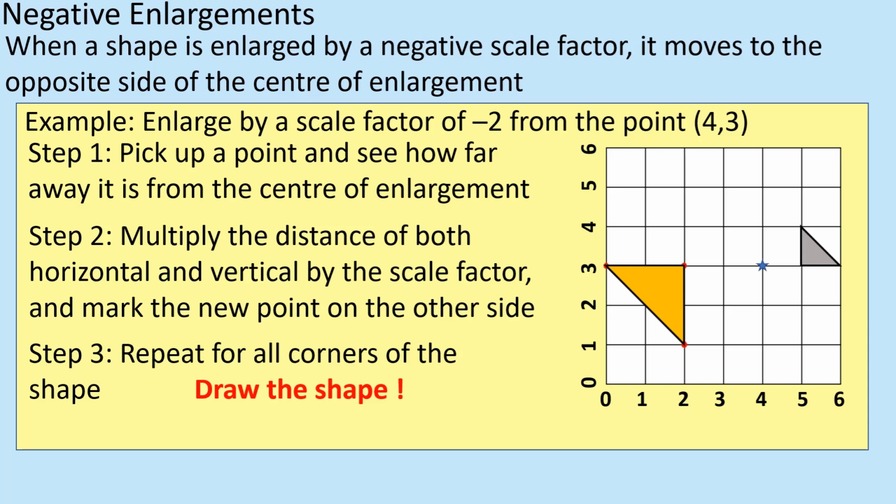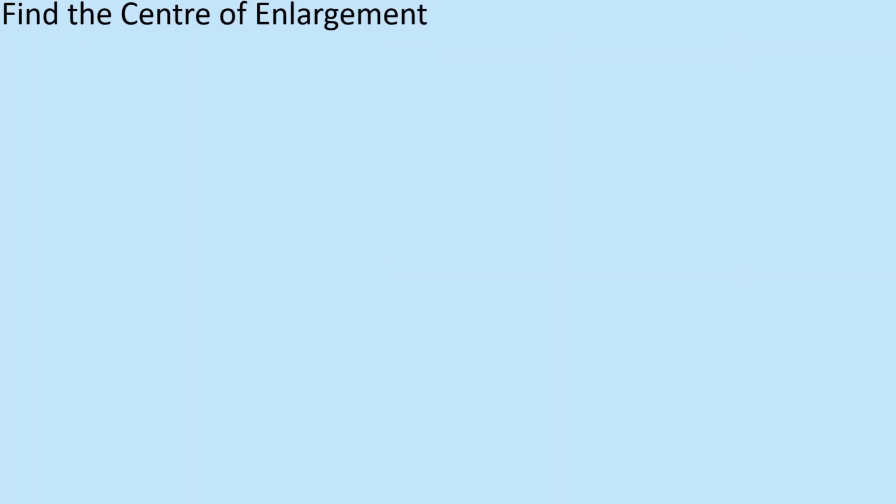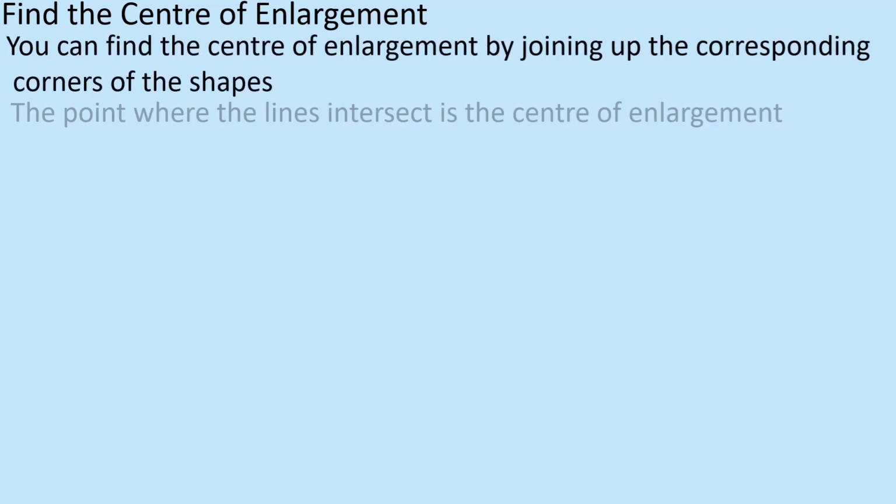If you're dealing with a negative enlargement, it's going to go through the centre of enlargement to the other side, and it's going to flip over. So that idea of taking each coordinate bit by bit is really going to support you in doing it. We're now going to look at finding the centre of enlargement.